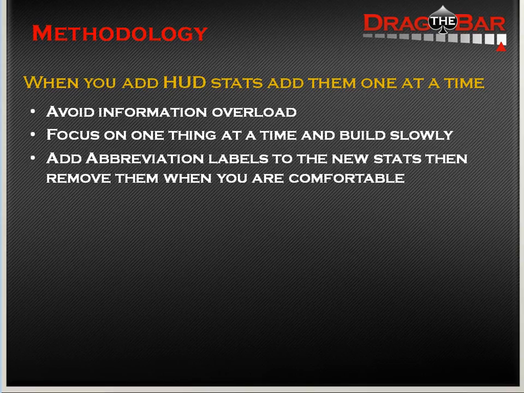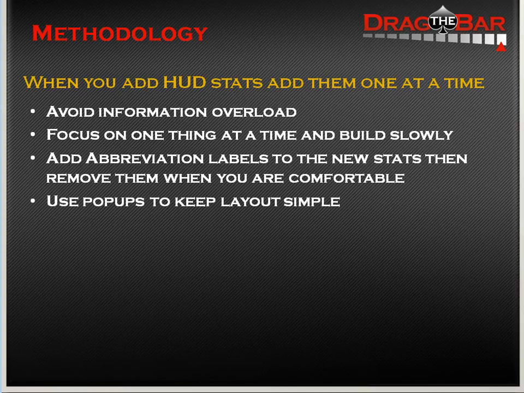And then for the new stats, I suggest that you add an abbreviation label, then remove them when you're comfortable with where the stats are on your HUD so that you don't have a really cluttered looking HUD. Or if you keep a fairly sparse HUD like I do, you can leave some of those labels up just because it's still not going to make your HUD too massive.